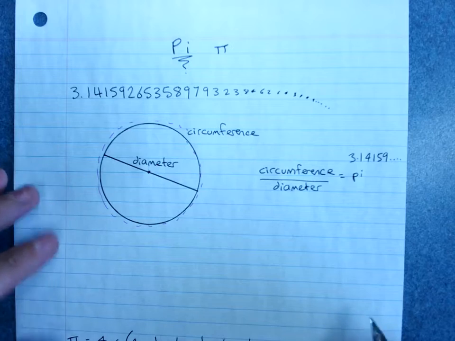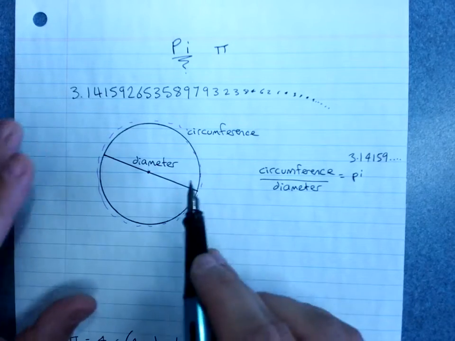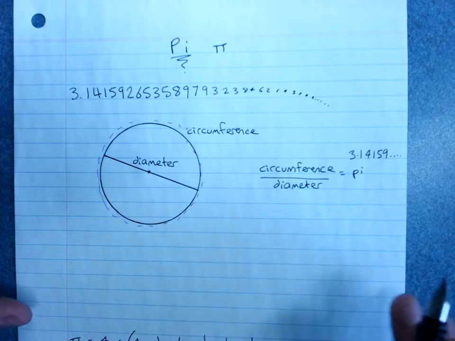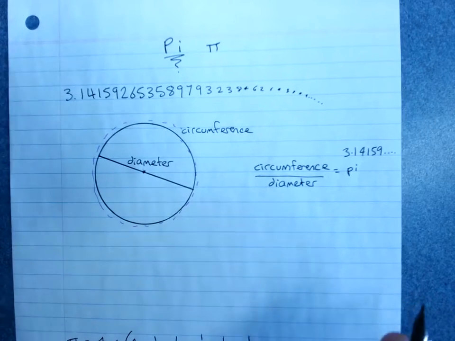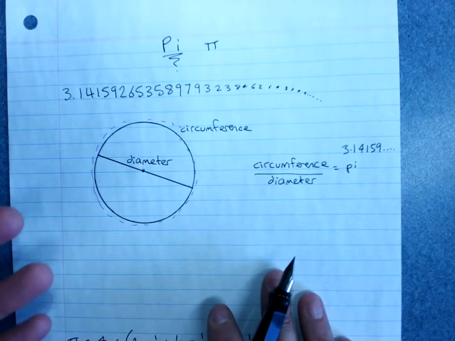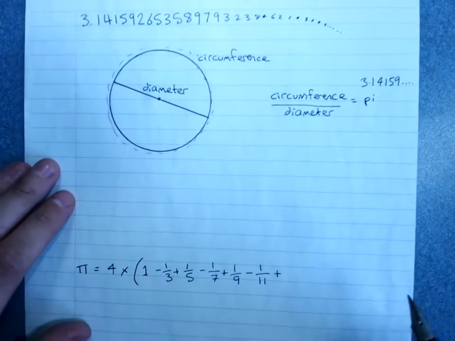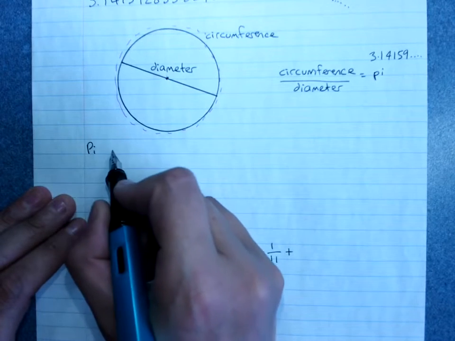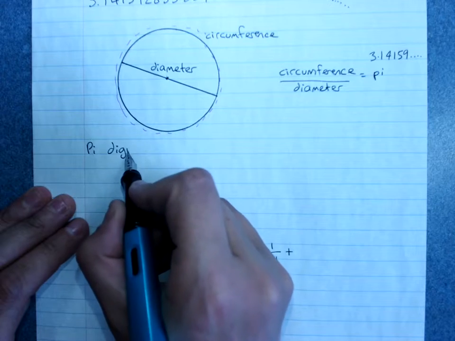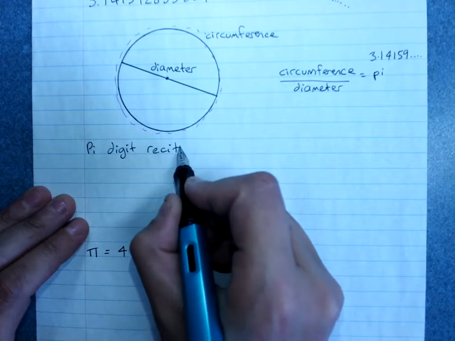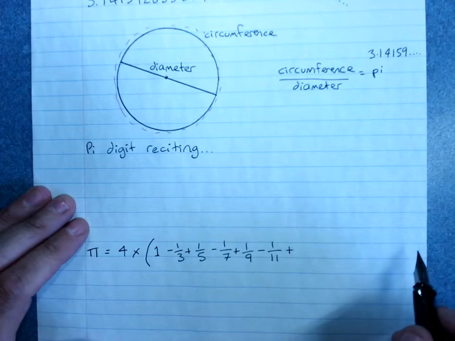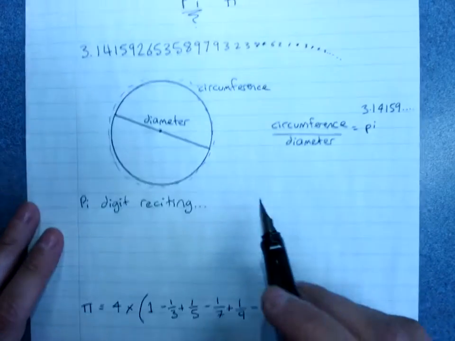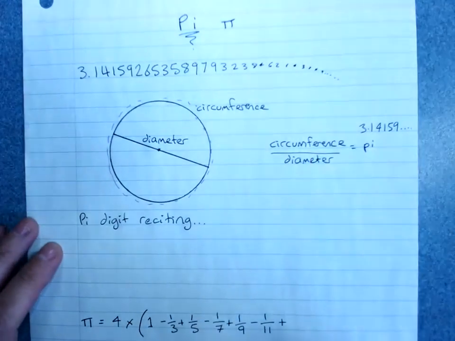It's pretty cool. It's pretty important. We can't find anything to do with circles without knowing pi. Now, because of how important it is, it gets a lot of fame. For example, there are pi digit reciting competitions, and the official record is 70,000 digits of pi recited.